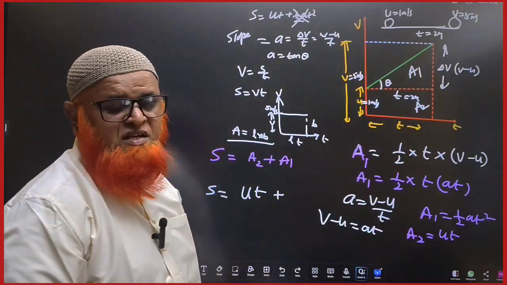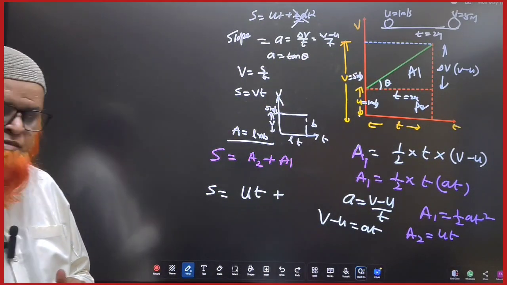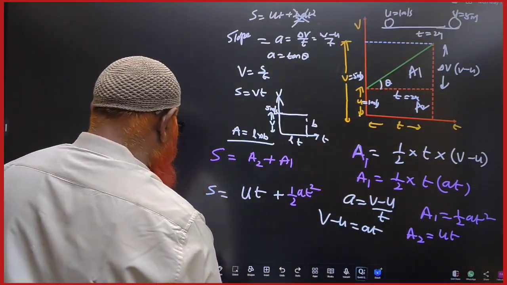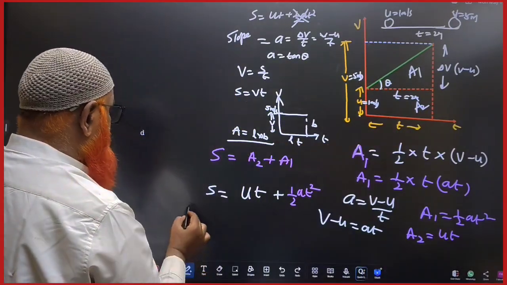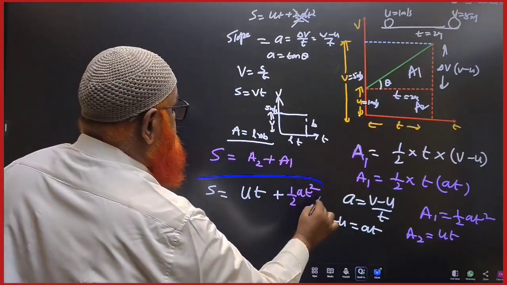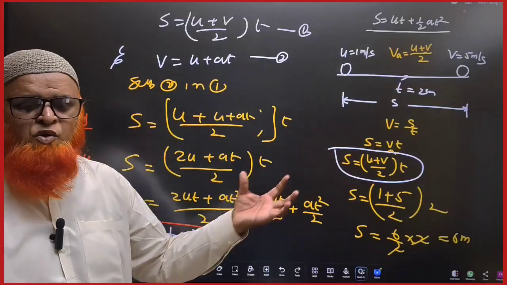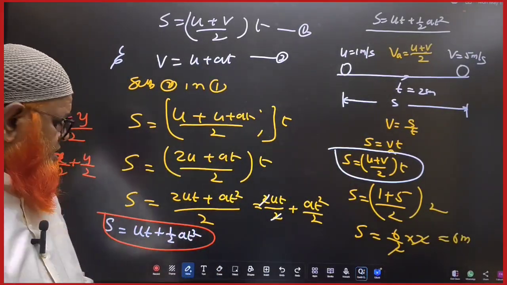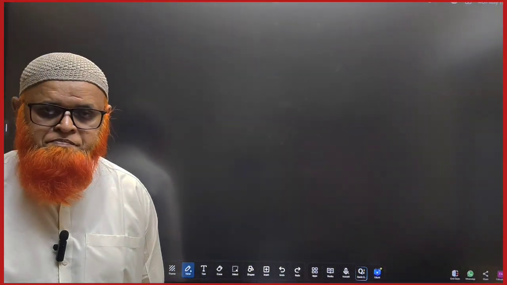So the situational derivation is there and the graphical derivation is also there for that. Hope you understand. Okay, so then you got half a t square. So I have derived an equation by using the graph also. And in the previous case, I derived an equation by using a simple situation and doing some mathematical calculations and some algebra. Okay, that's it. Hope you're understanding. You got the second equation of motion also.